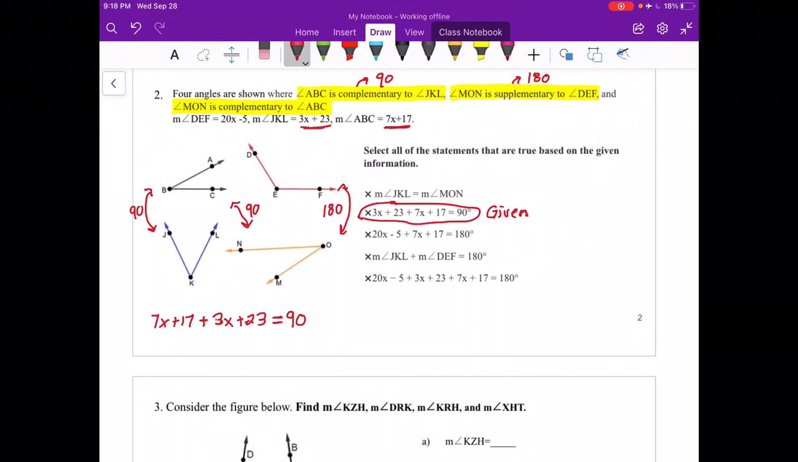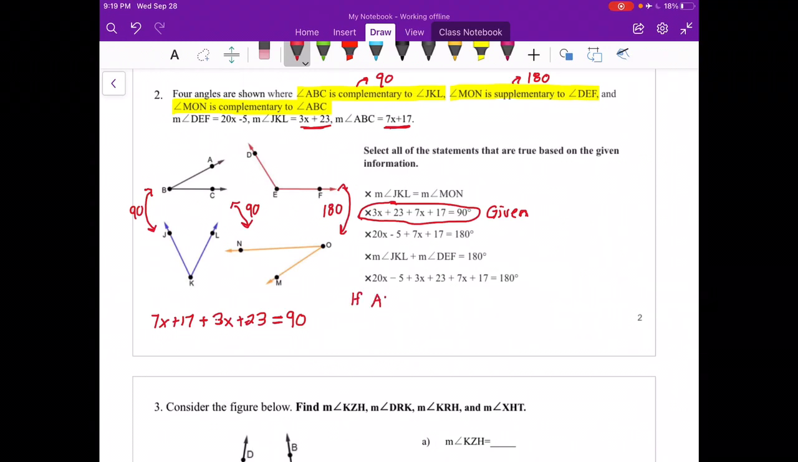Now, since ABC plus JKL is 90, and we know that angle MON plus angle ABC is also equal to 90, then we can assume that JKL is equal to MON. So let's write that out down here.